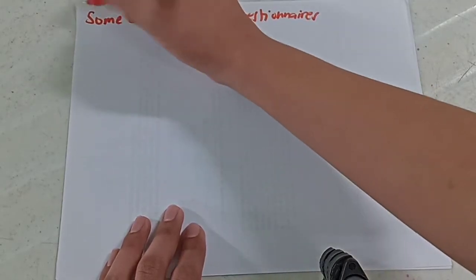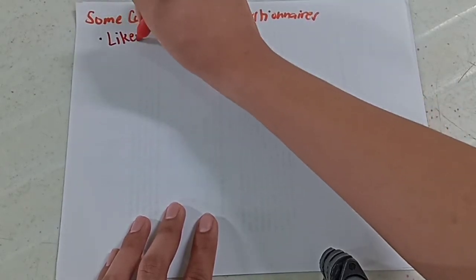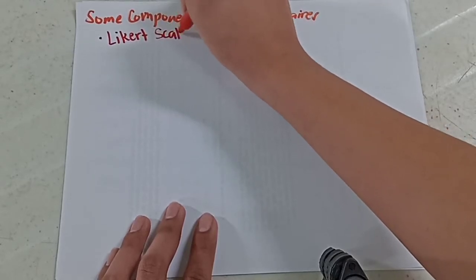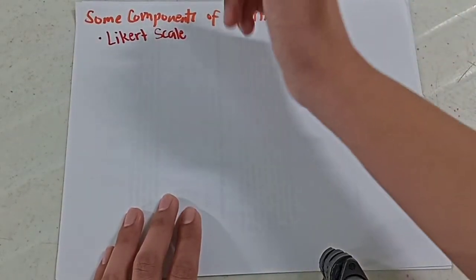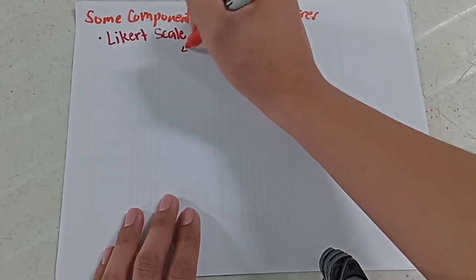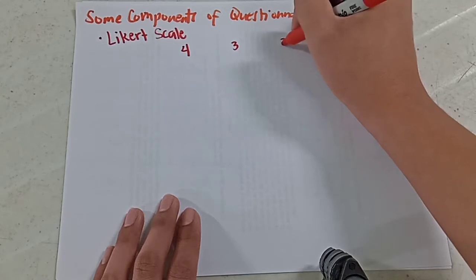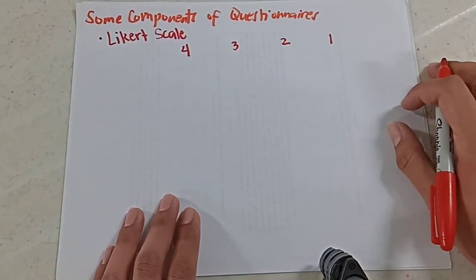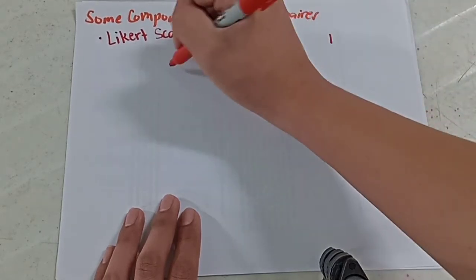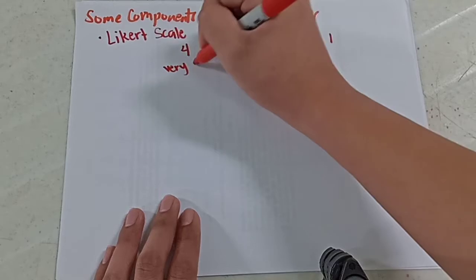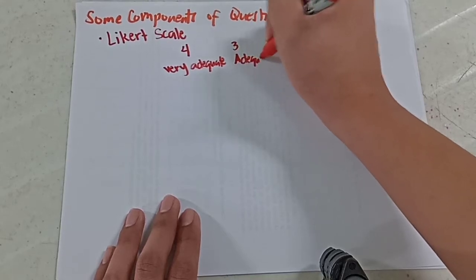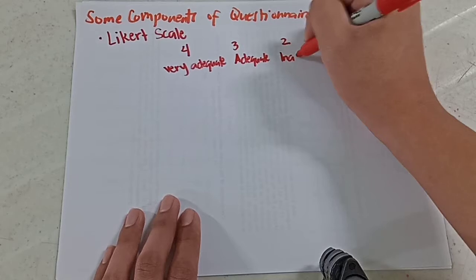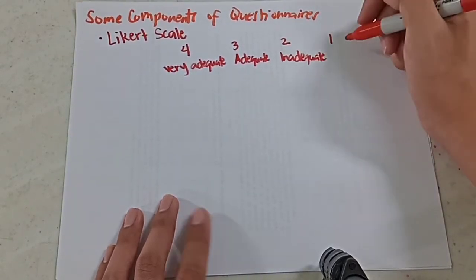One of the most common contents in the questionnaires of survey research is the use of the Likert scale. So, the Likert scale looks like this. Let's say we have the varying numbers: 4, 3, 2, and 1. And then, the number 4 has an interpretation of, let's say, very adequate. Then, number 3, we have adequate. Number 2, we have inadequate. And number 1, we have very inadequate.